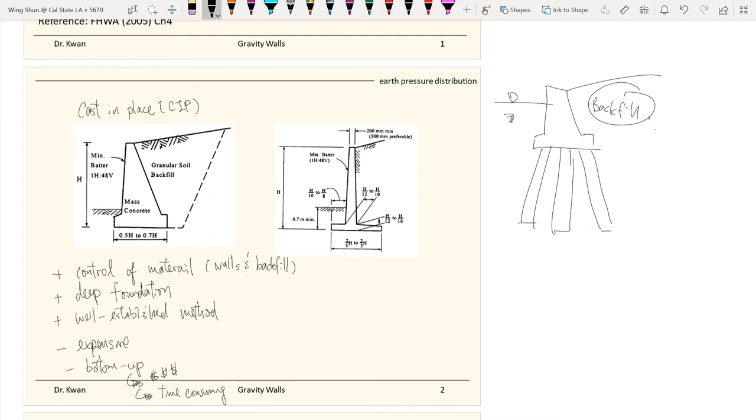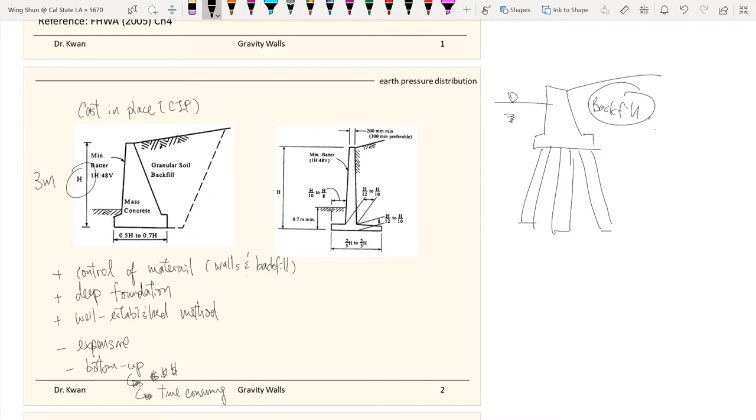Because of the material and the construction method, it's bottom up, which means you need to do the excavations, and the lateral cut has to stand up. You don't want too steep a slope standing up. Otherwise, it costs more money to reinforce the cut before you put on the mass concrete. So with all these limitations, the rule of thumb is to limit the height of the wall. Typically, we don't design this type of structure for more than 3 meters.